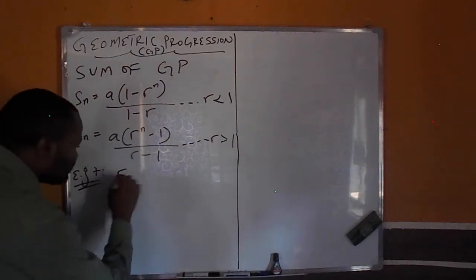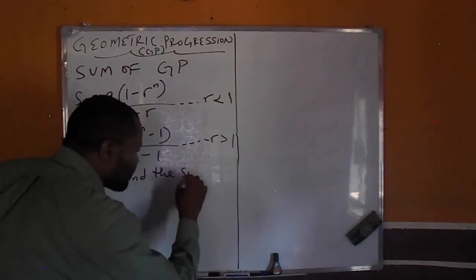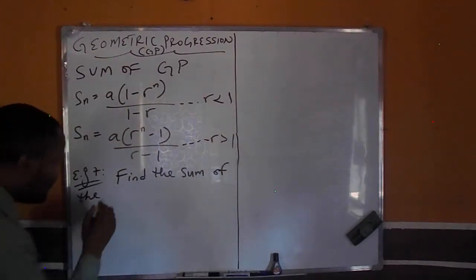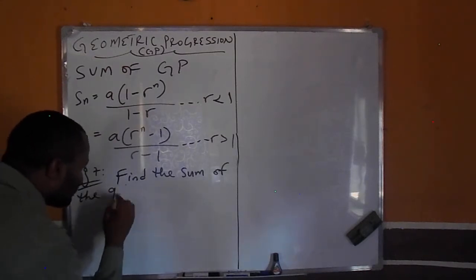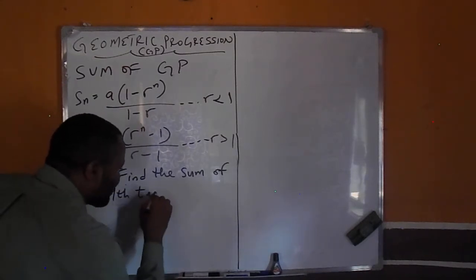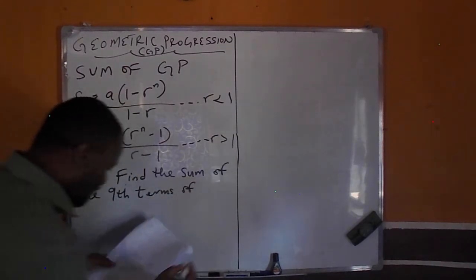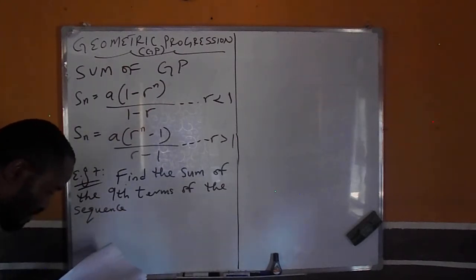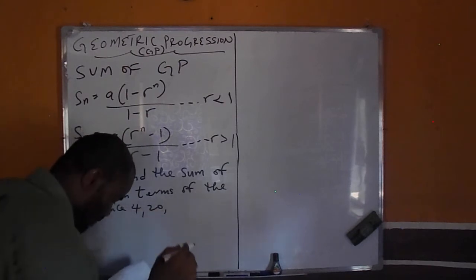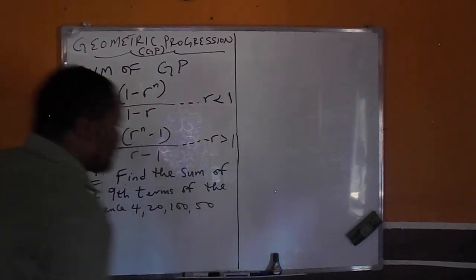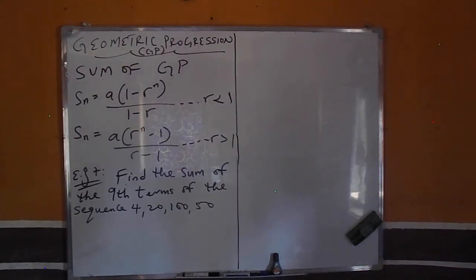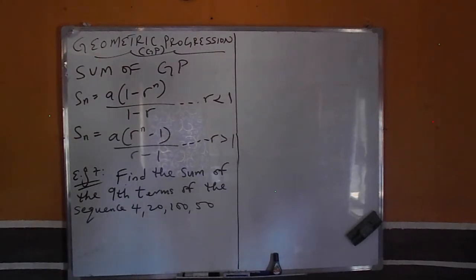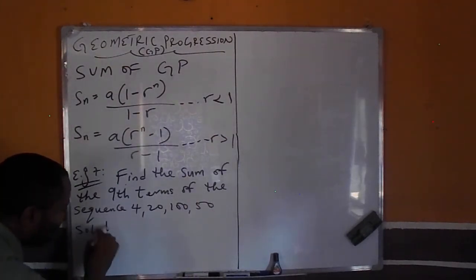Find the sum of the ninth terms. Now the question says, find the sum of the ninth terms of the sequence 4, 20, 100, 500. Then we have the solution.